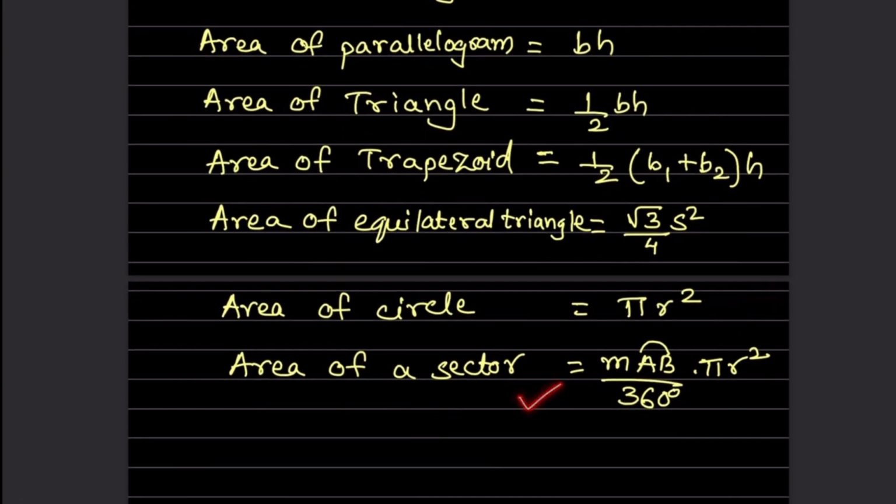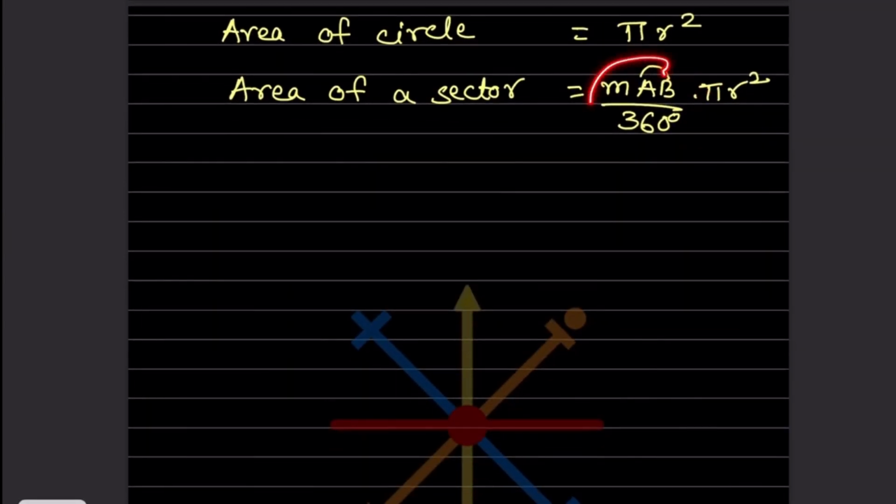Area of sector means measure of arc AB divided by 360 into pi r square. See here, you should remember the area formula, that is pi r square, and whenever only the length is given, that will be 2 pi r. So here the area is pi r square. So this we have to remember.